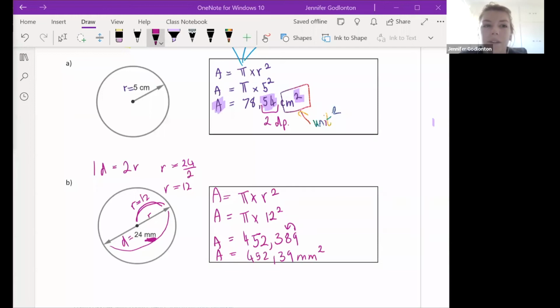Ma'am, for the area here, you said 452,389, and then you put this little arrow. What does this arrow mean? This arrow here is just saying that when I'm rounding off, I want to round off to 2 decimal places. And that 9 over there is going to make this 8 go up. So that 8 is going to become a 9 because of the number that's next to it. Oh, okay.